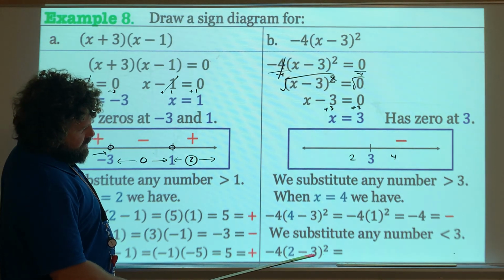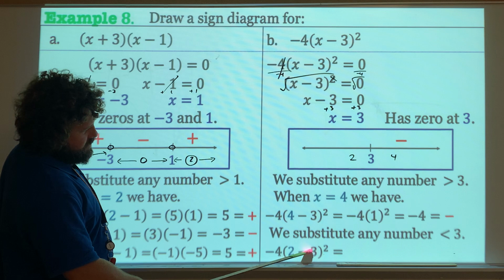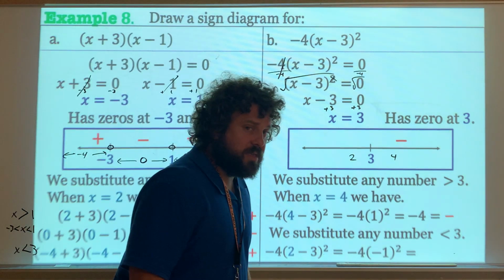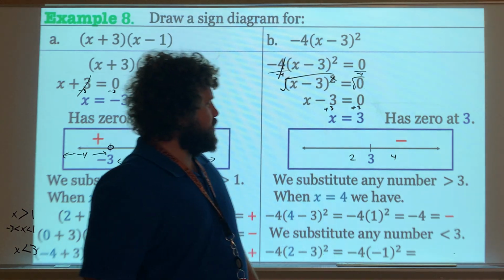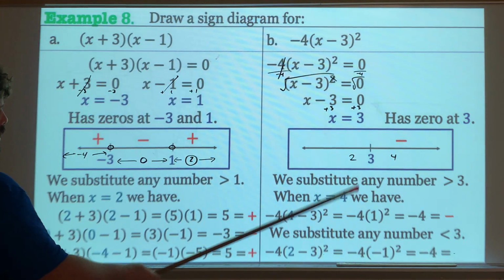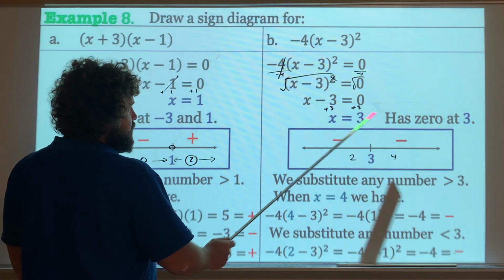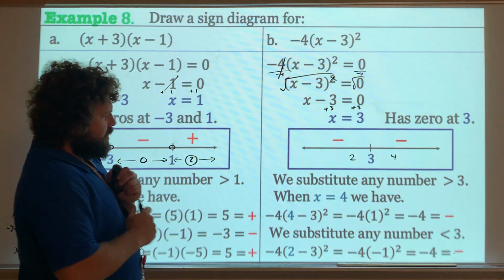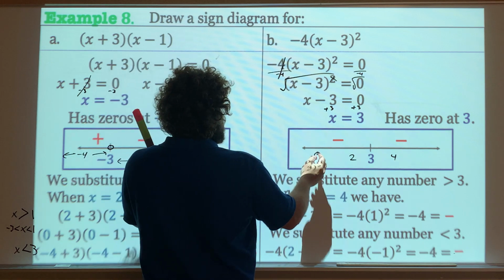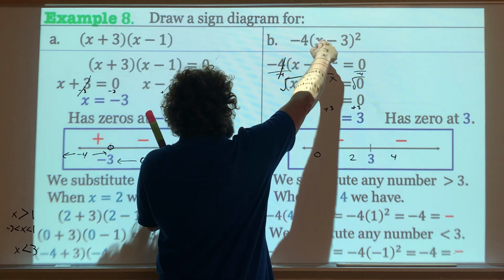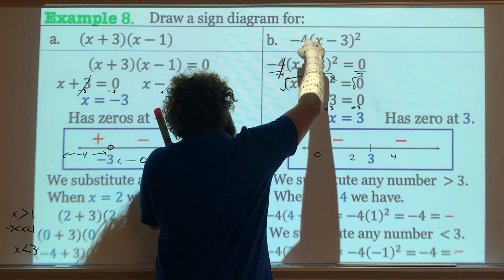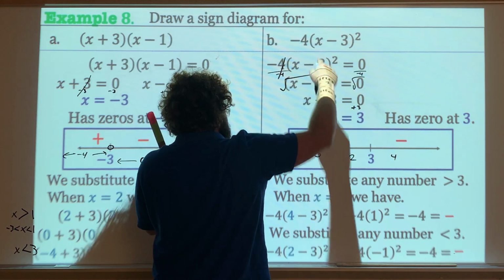-4 times -2 minus 3, -4 times -1 squared. -1 squared, negative times a negative is a positive. So -4 squared times 1 is -4, and that's also negative. So negative and a negative, and that's your answer. If you don't believe me, say we pick 0. -4 times 0 minus 3, -4 times -3 squared. -4 times 9 is -36.